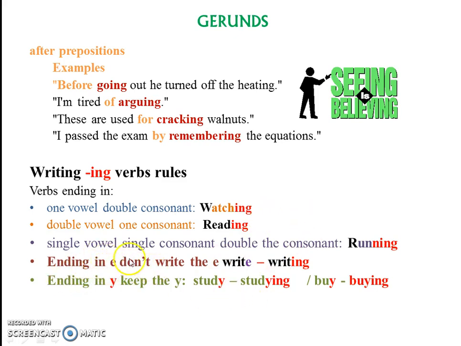When the base verb ends in E, here we have one example, write. We don't write the E in the gerund, we just add ing. And the last one is when a base verb ends in Y, we keep the Y and then add ing. Here we have examples: study, studying; buy, buying. Okay?